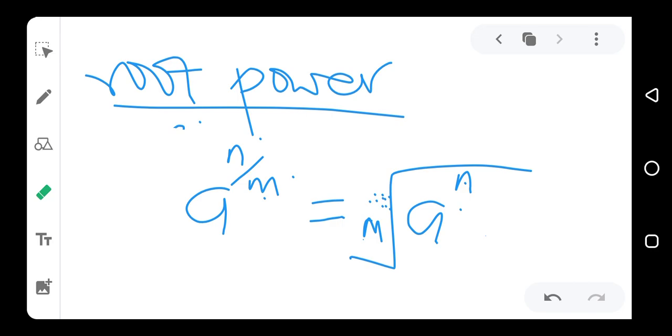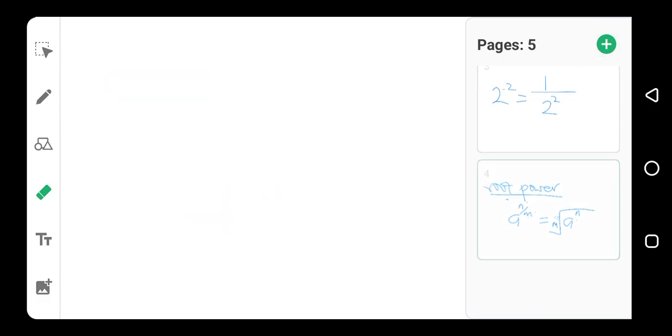So this is how to express it. Whatever that is the denominator, you put it at the back of the root, and whatever that is the numerator, you raise the base by it. Now let's see more examples on this.